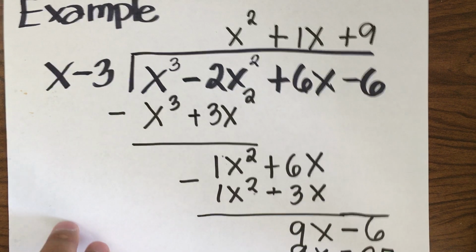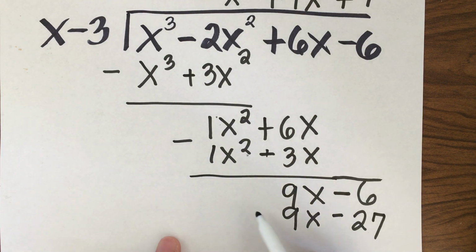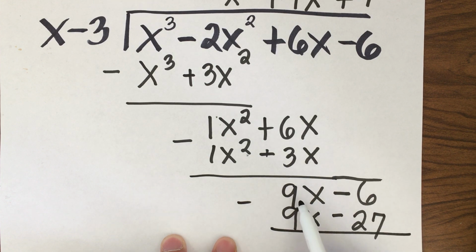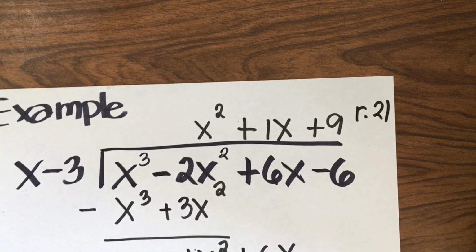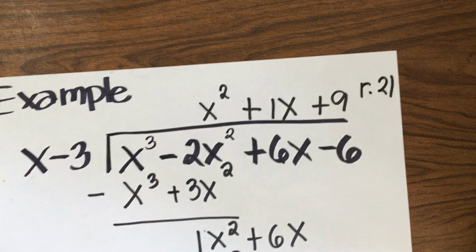And then we will be subtracting. 9x is gone. Negative 6 minus negative 27: two negatives become a positive, so that means negative 6 plus 27 is 21. So we have a remainder of 21. And that's our final answer.